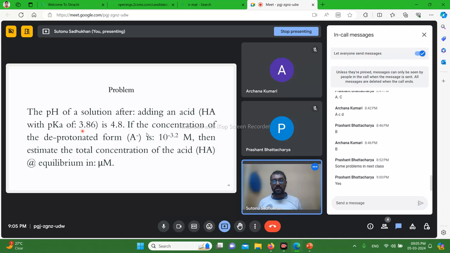Logarithm, it is not logarithmic. I don't know the full form of ln, but it is a wrong way of denotation. But still, most of the books follow this wrong way. It is wrong. Whatever is there in this problem, base 10, that is the correct one.